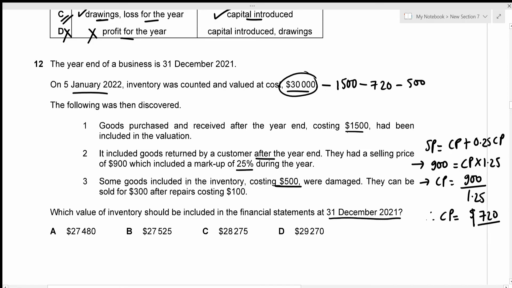But they can be sold for 300 after repairs costing 100. All right, so they can be sold for 300. But we need to deduct any repair cost. So that's going to be 100. All right, so the total value of inventory that should be included is going to be 30,000 minus 1,500 minus 720 minus 500 plus 300 minus 100, which gives a total of 27,480, which is given in option A.